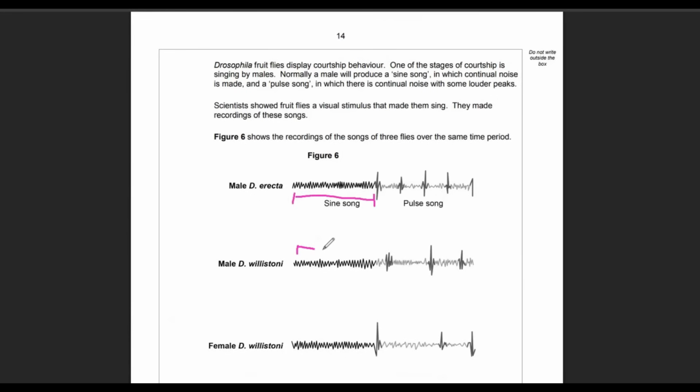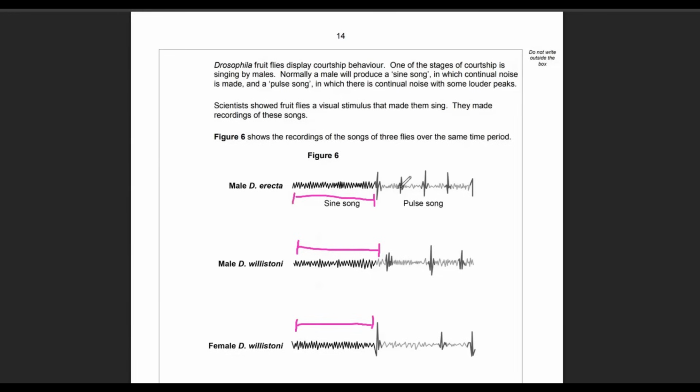The Willistoni male and the erecta male have roughly the same length sine song, and the female Willistoni roughly the same length sine song. Maybe that's a little bit short, but it's a little bit longer. Roughly the same length sine song for the erecta and the Willistoni. And are they the same amplitude? They're roughly the same amplitude as well, which means the same height of the wave.